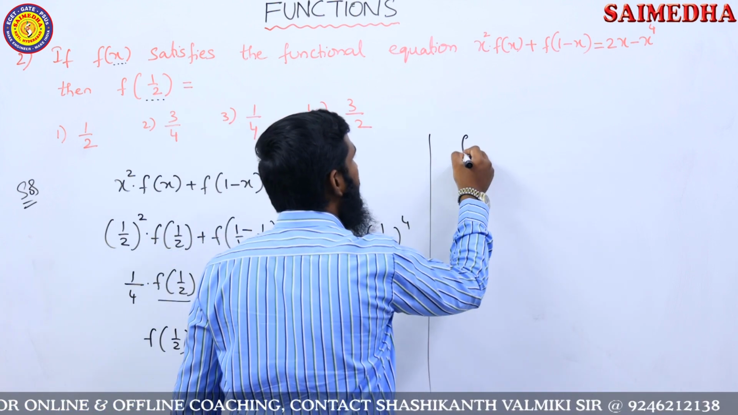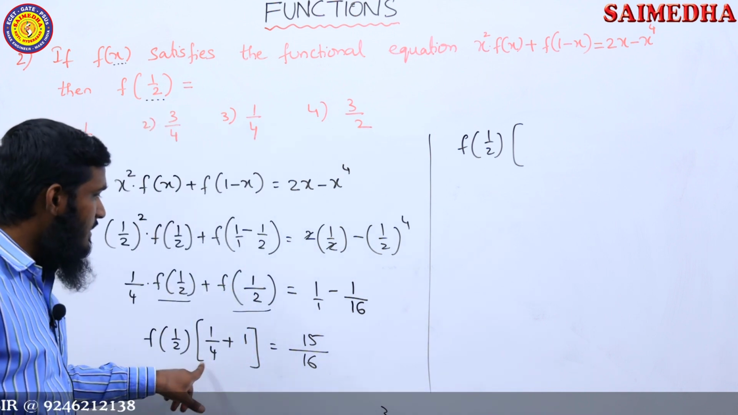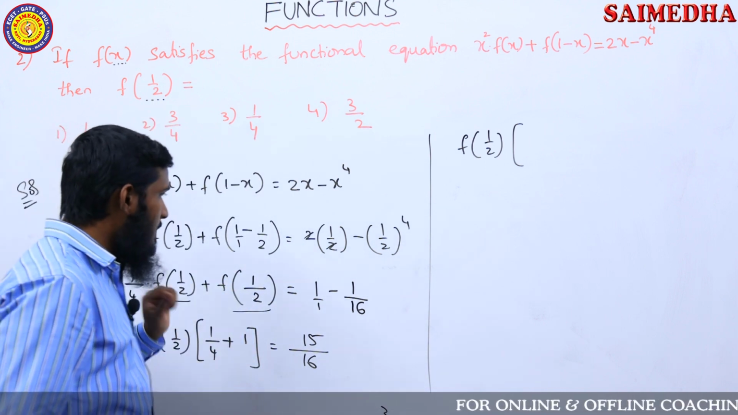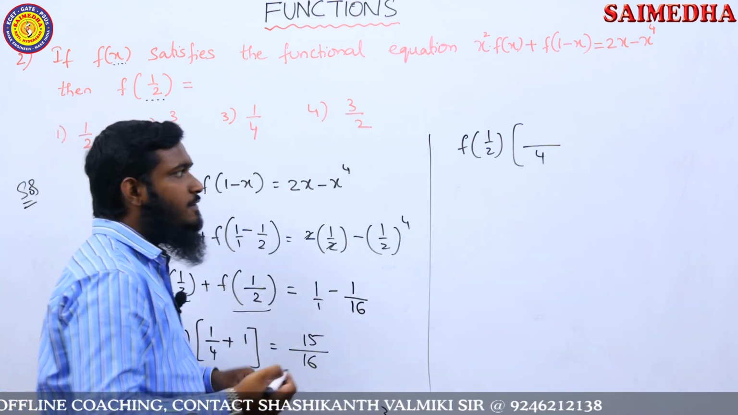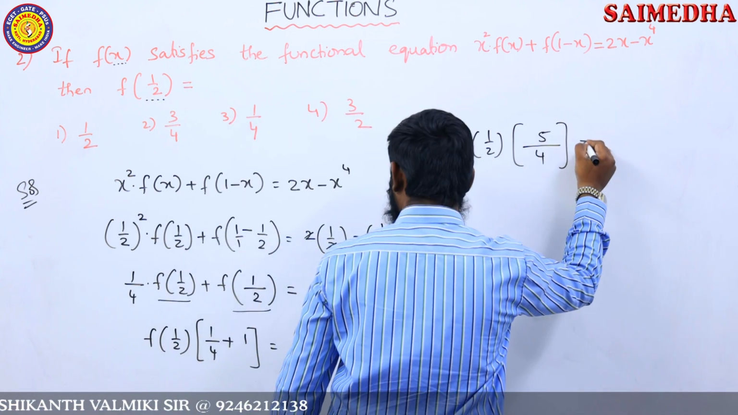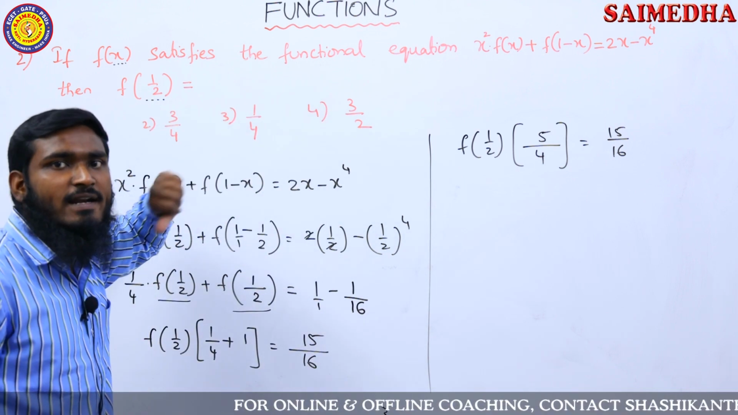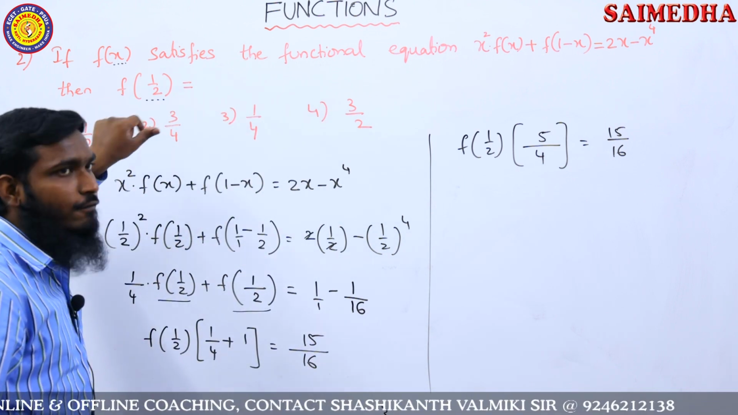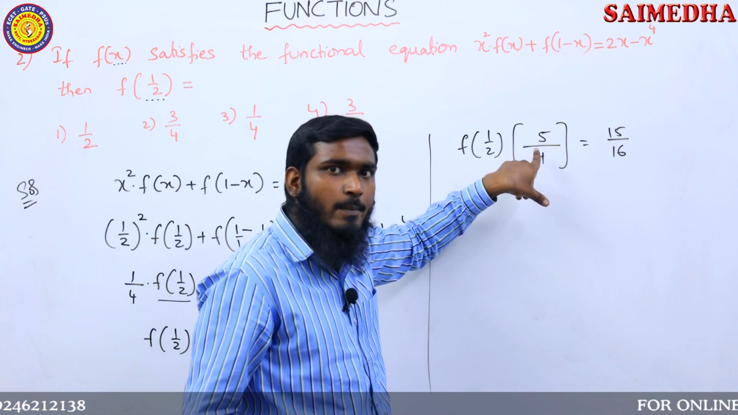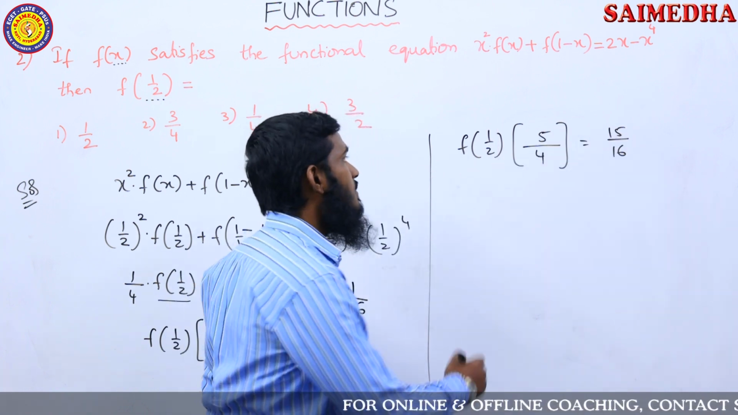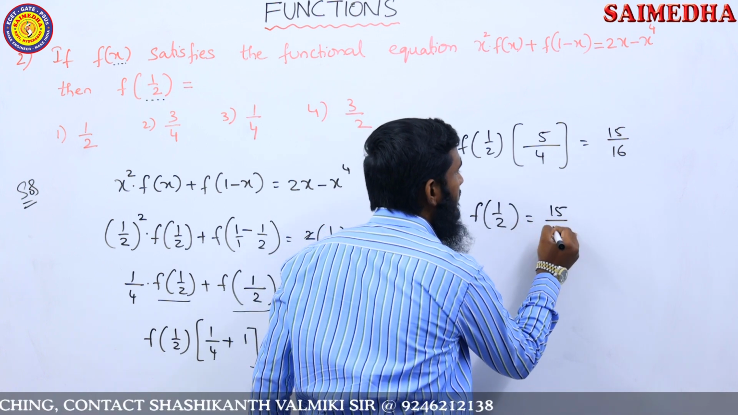So f of 1 by 2 we have taken as it is. Now again in this part, if you are taking the LCM, the denominator part will be 4, and what will be the numerator part? 1 plus 4, which is equal to 5, and it is equal to 15 divided by 16. So in the question, what we have to find actually is the value of f of 1 by 2. So whenever we are finding f of 1 by 2, this complete 5 by 4 part we have to send to the other side. So we can write, f of 1 by 2 is equal to 15 divided by 16.